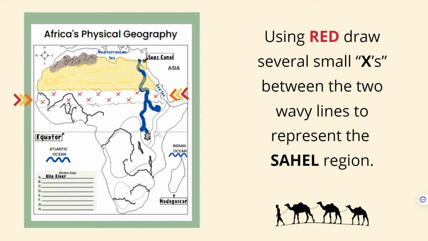The Sahel is a transitional zone between the arid Sahara in the north and the more fertile savannas in the south. This area is called the Sahel because that means shore in Arabic. It is growing due to desertification.